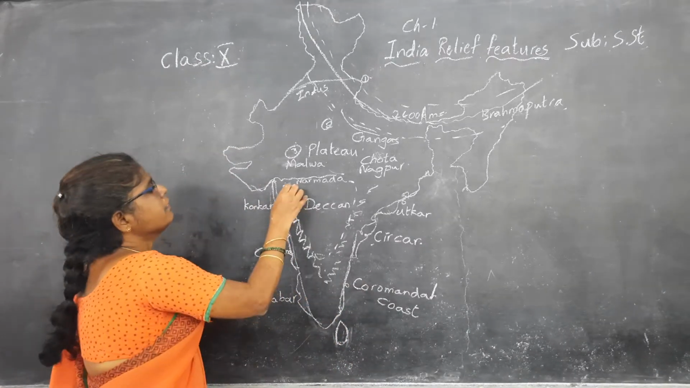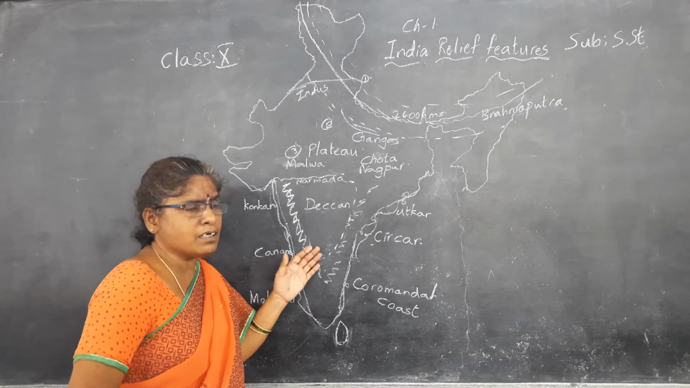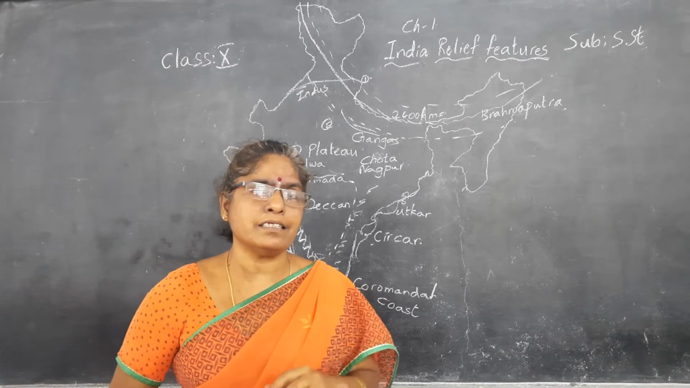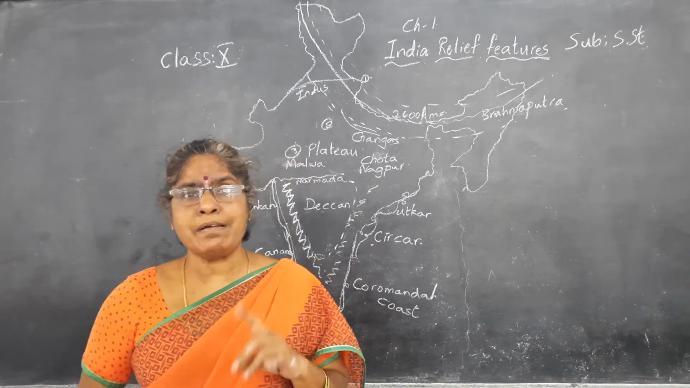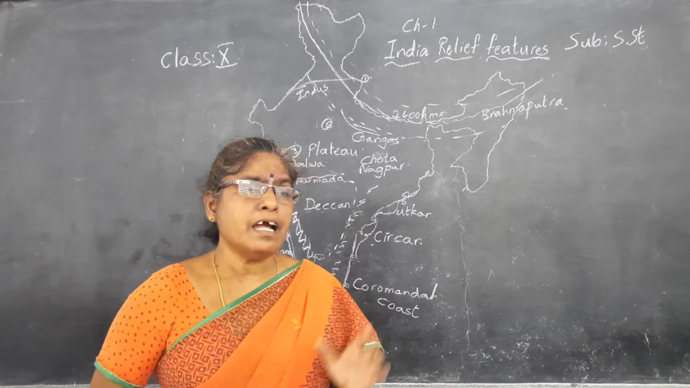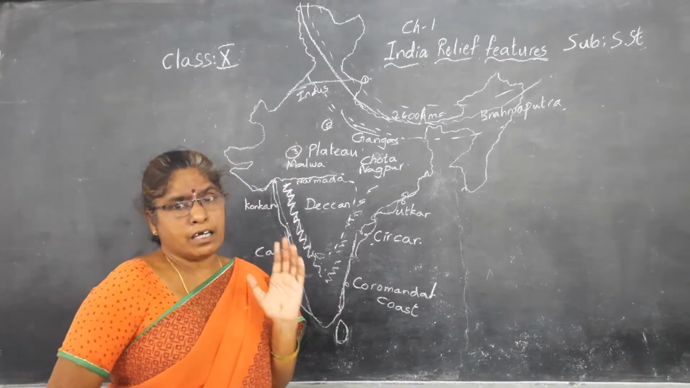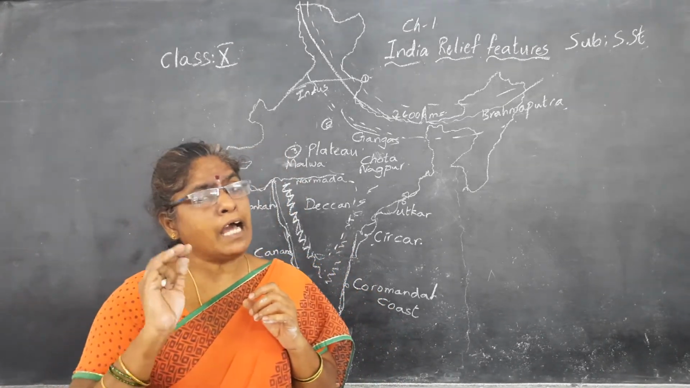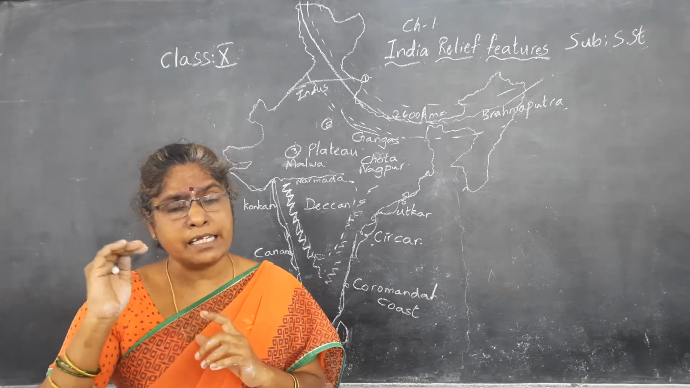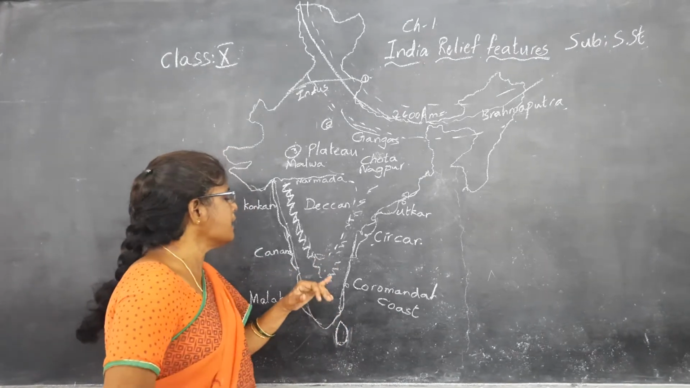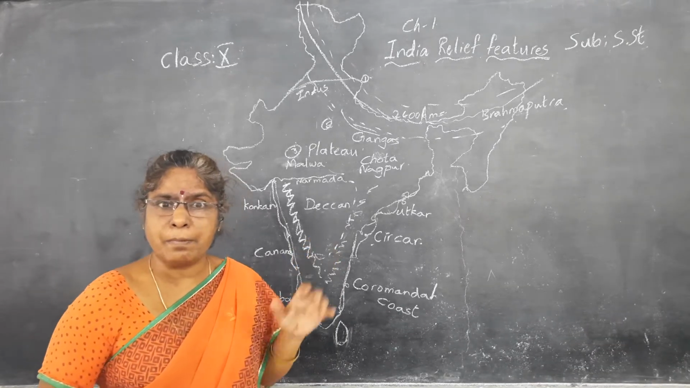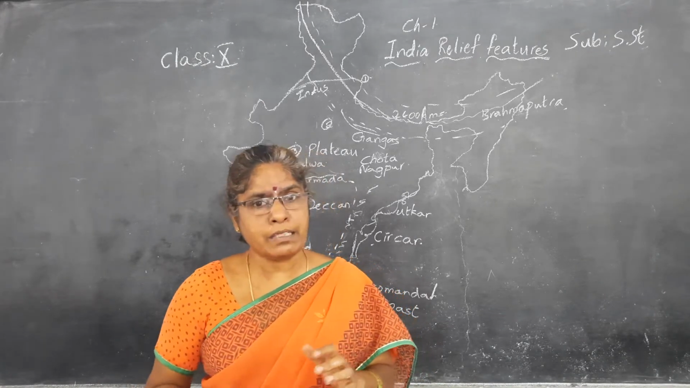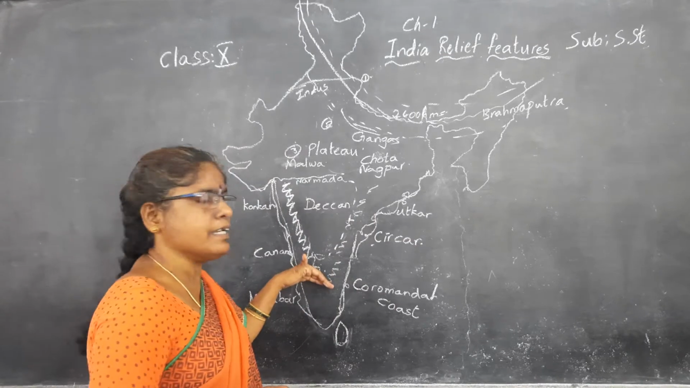Here the Western Ghats join with the Nilgiris. The highest peak in the Nilgiri Hills is Dodabetta. Afterwards, the Annamalai Hills and Cardamom Hills are also there. In the Annamalai Hills, the highest peak is Anaimudi. And in the Nilgiri Hills, Dodabetta is the highest peak. One of the summer resorts, which we call Ooty, that is Udagamandalam, comes under the Nilgiri Hills.